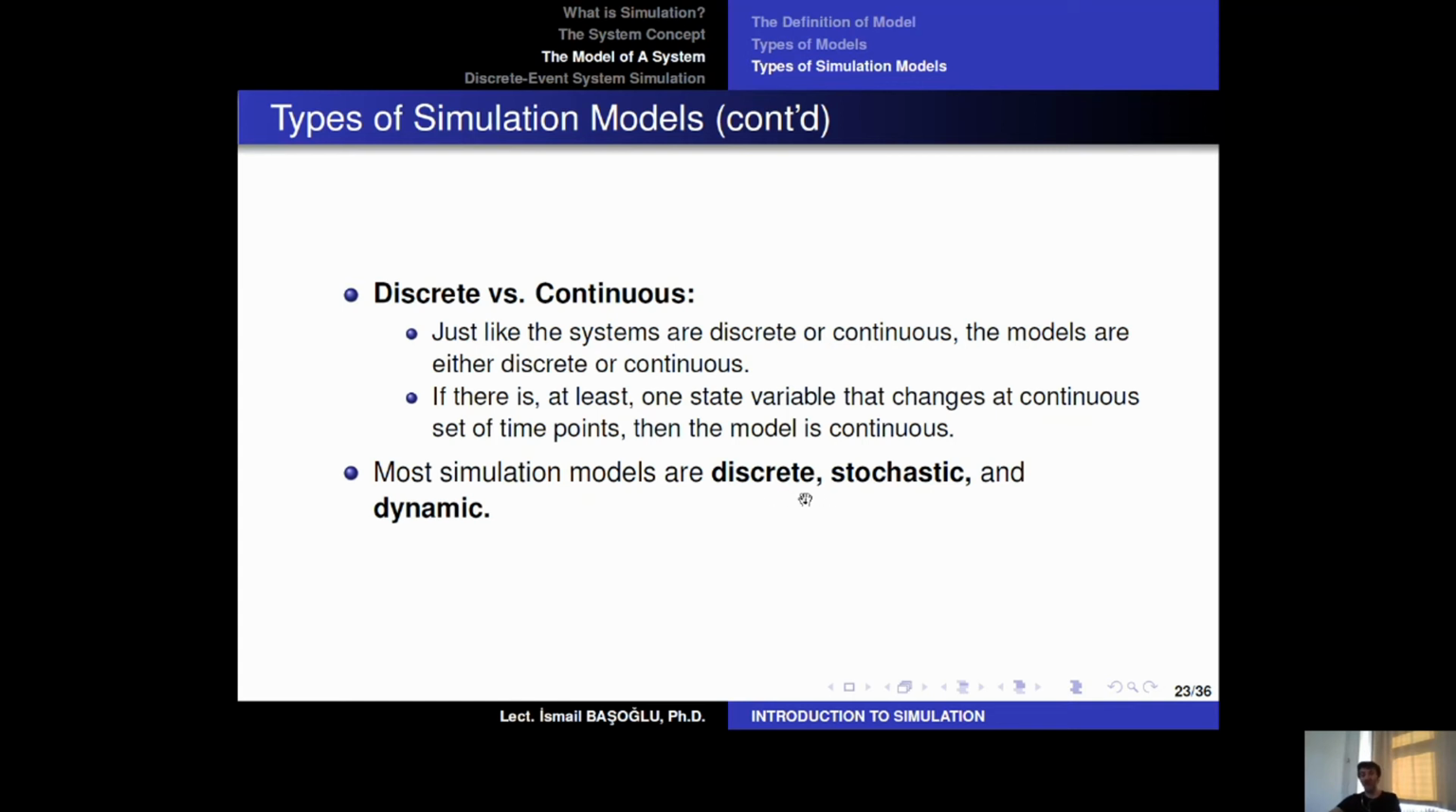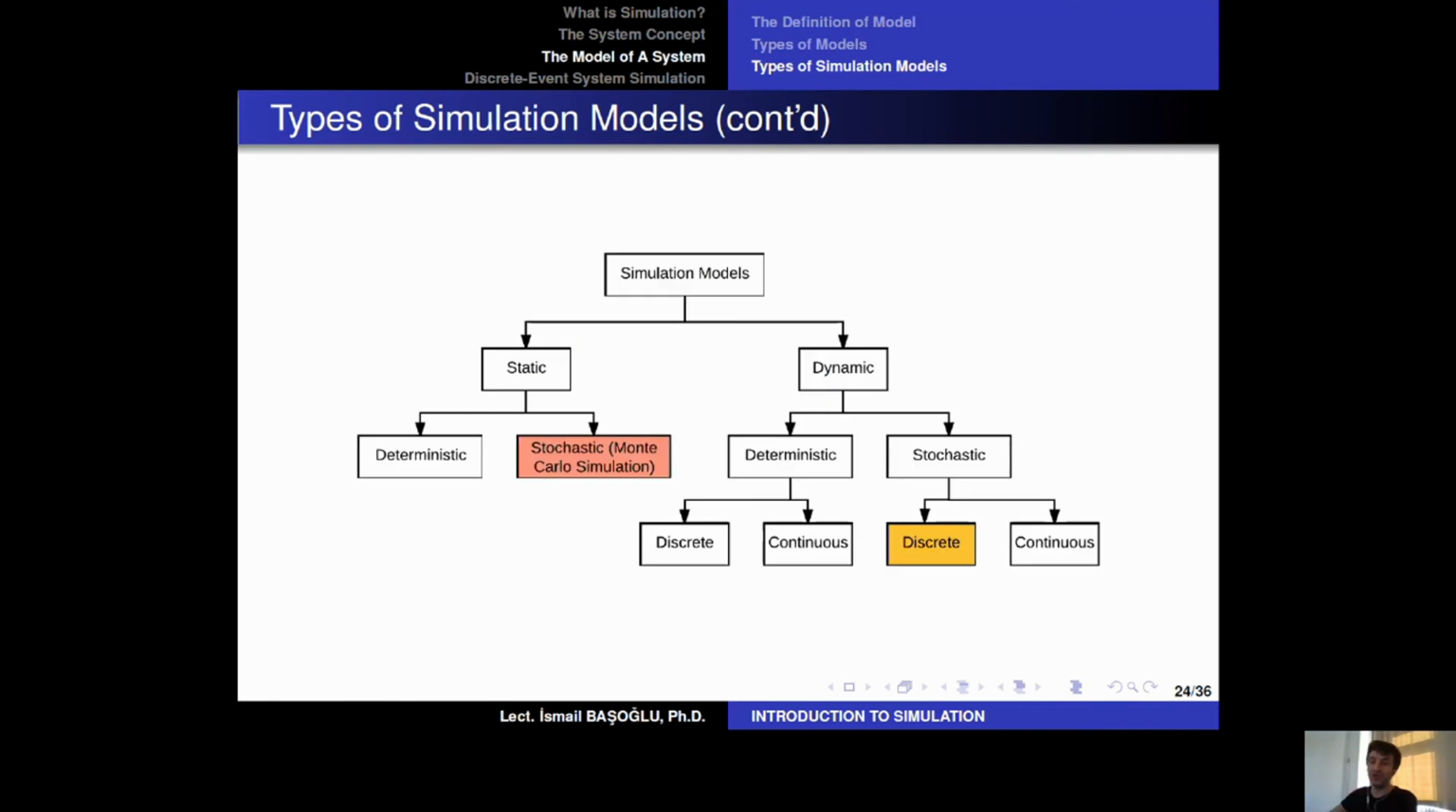Most simulation models are discrete, and stochastic because there are too many inputs which should be counted as random, which are too complex to model deterministically. So stochastic models are much easier to model. And dynamic, because usually we are also interested in the behavior of a system over time. The problem is usually related to the behavior of the system over time. Therefore, these simulation models are dynamic as well. So discrete, stochastic, and dynamic. Most simulation models we observe are like this, but of course, there are other examples as well.